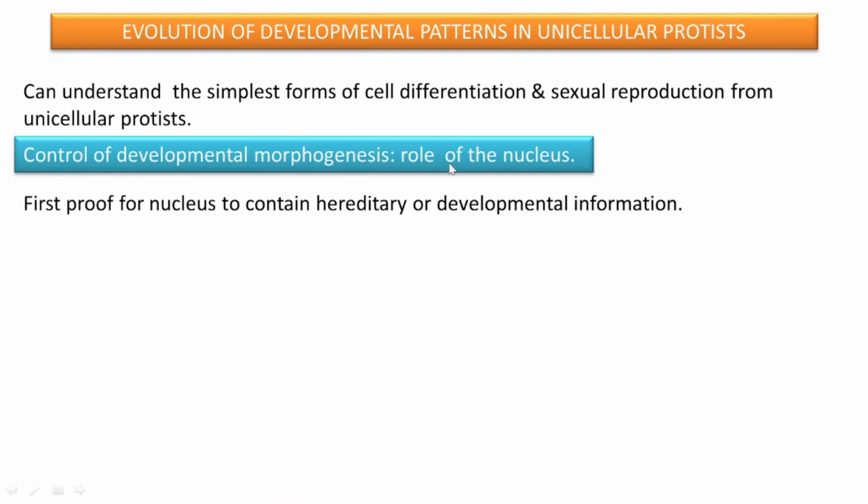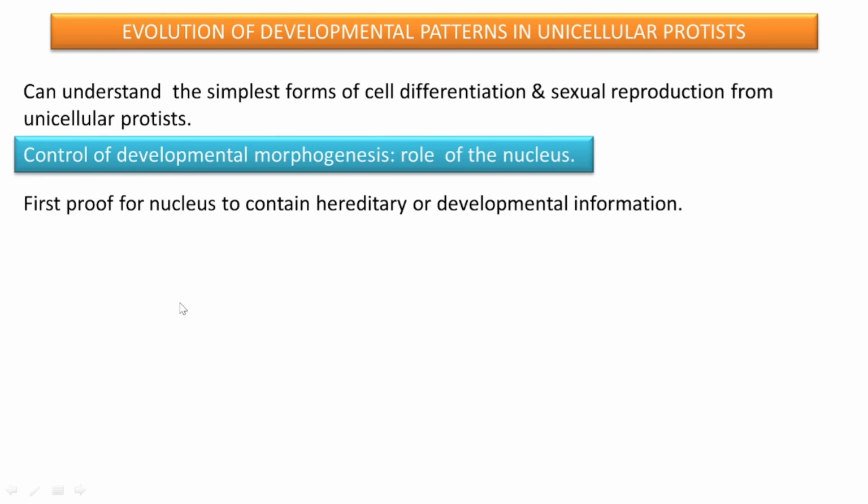The first point that we are going to learn is control of developmental morphogenesis. In that, what is the role of nucleus? What is the role of nucleus in the development of morphogenesis that we are going to see now? The first proof that the nucleus contains the hereditary or the developmental information came because of a certain type of experiment.